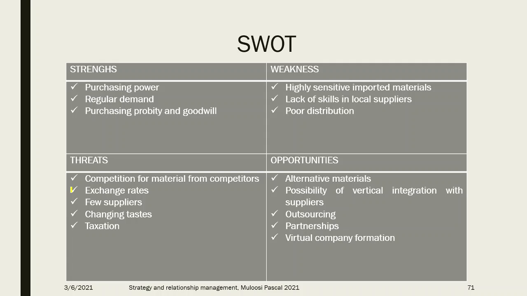You can see under the threats we talked about few suppliers. This takes us back to the earlier lecture of understanding the market. How many suppliers? The chronologic matrix, supplier risk.